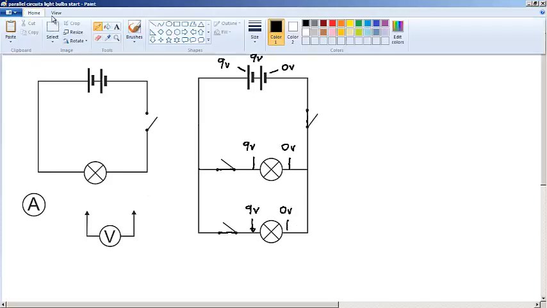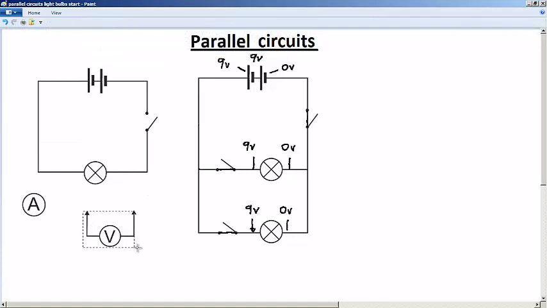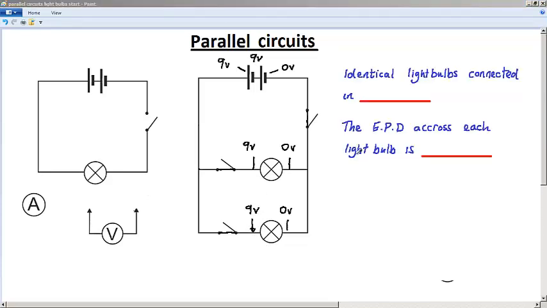I measure the potential difference across that light bulb, and that will also measure 9 volts. So in the parallel circuit, the potential difference across each light bulb, as it's connected in parallel, remains the same. So we can summarize that by saying for components that are connected in parallel to the battery, the electrical potential difference across each component, in this case across each light bulb, is the same.